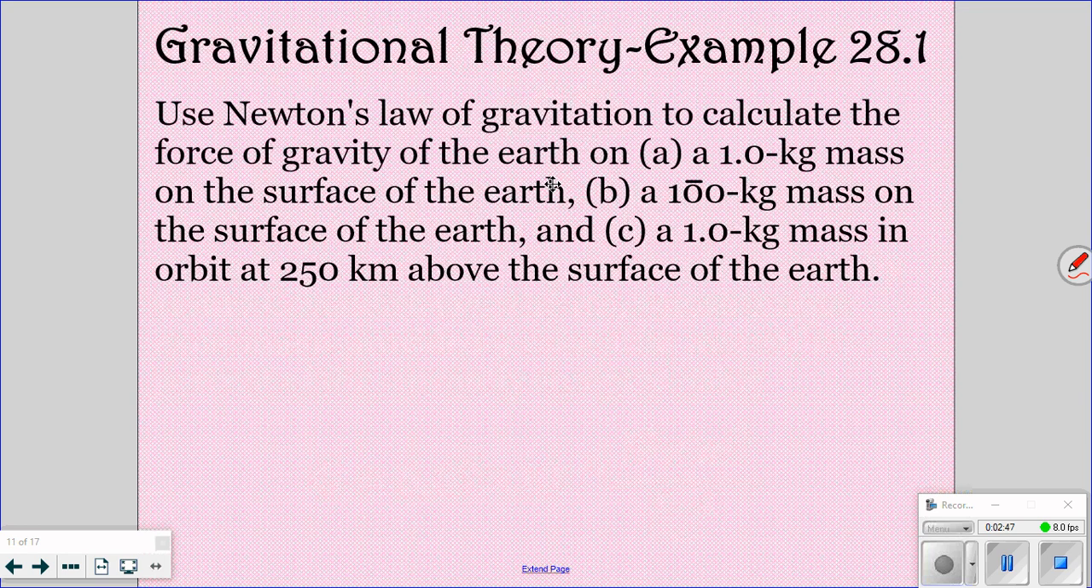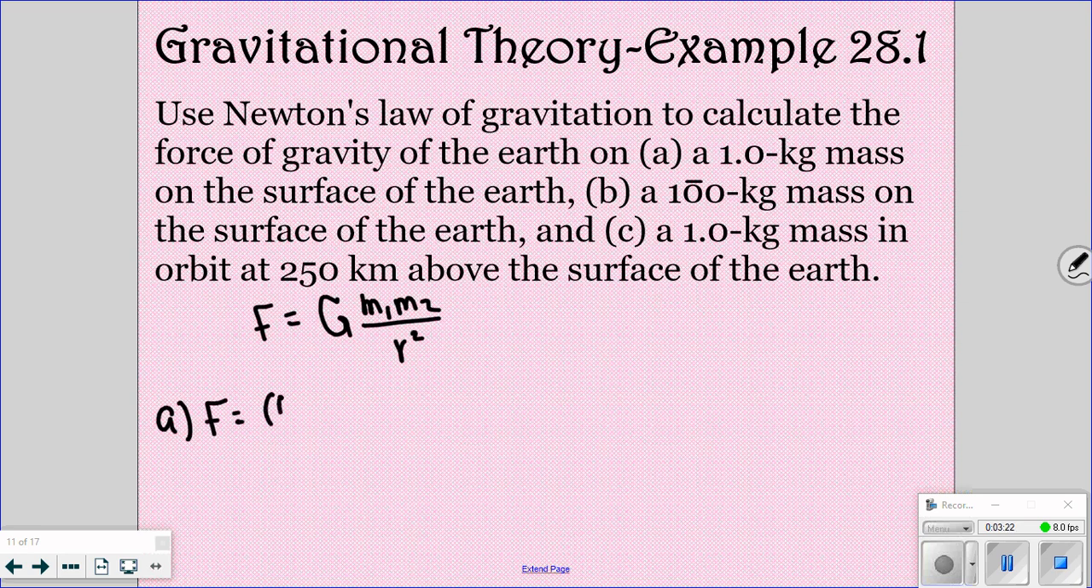So we're going to use Newton's law of gravitation to calculate the force of gravity of the Earth on three different things. So we're going to use our formula that we just wrote down. F equals G m1 m2 over r squared. Not r2, r squared. So for part A, our G is 6.67 times 10 to the negative 11.